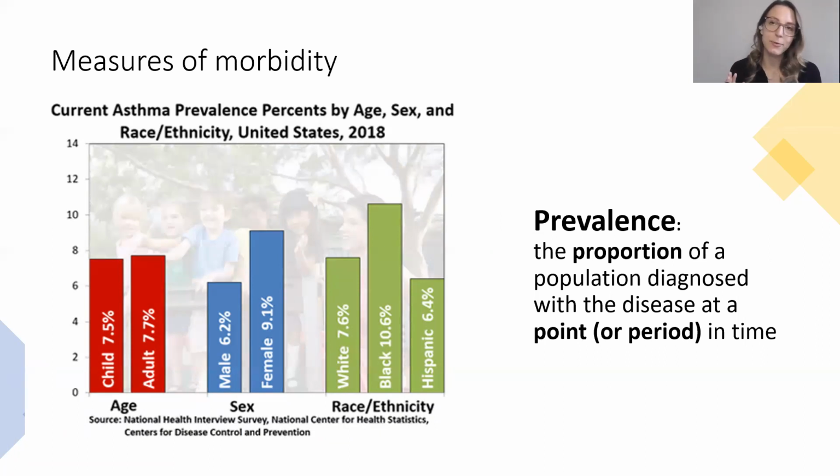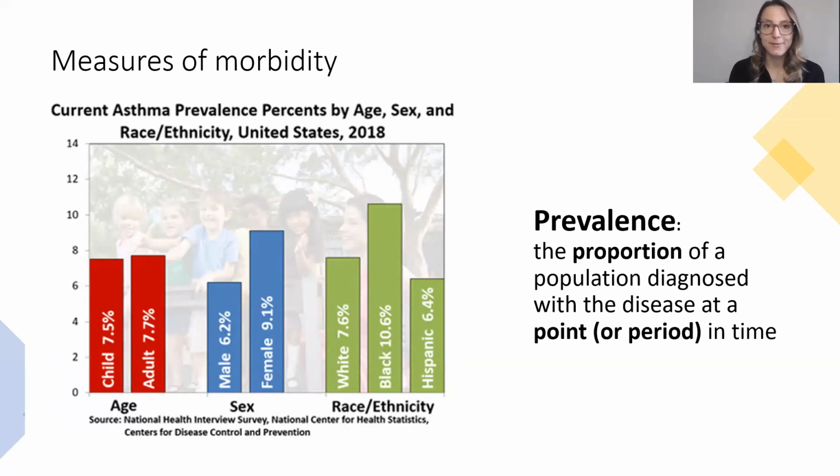It could be cases that were diagnosed that day. It could be cases that were diagnosed that year. It could be cases that were diagnosed 10 years prior. It's just looking at all of the people in a population with that particular disease. So for example, in the figure there, it's looking at asthma prevalence in the United States in 2018. And so what it's telling us, for example, with children, is that 7.5% of all children in the United States in 2018, whenever it is that they took that survey, had asthma.